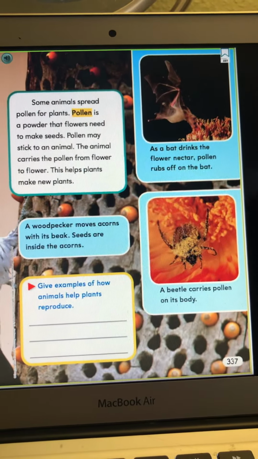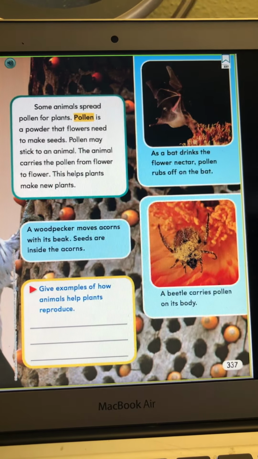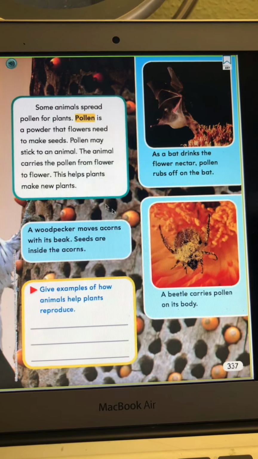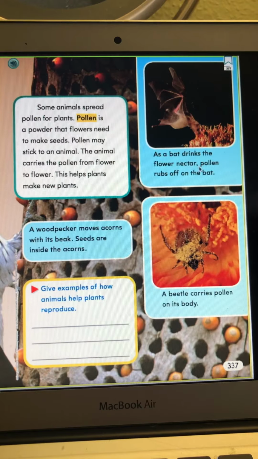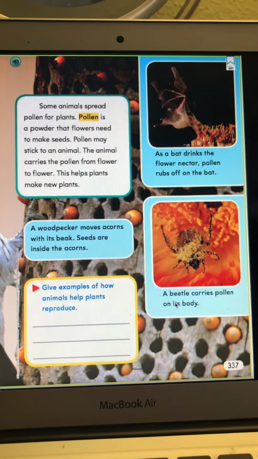Some animals spread pollen for plants. Pollen is a powder that flowers need to make seeds. Pollen may stick to an animal. The animal carries the pollen from flower to flower. This helps plants make new plants. As a bat drinks the flower nectar, pollen rubs off on the bat. This is one of our main pollinators.